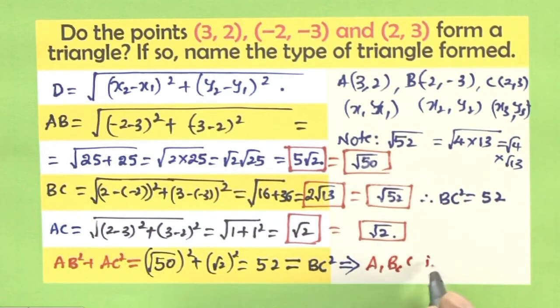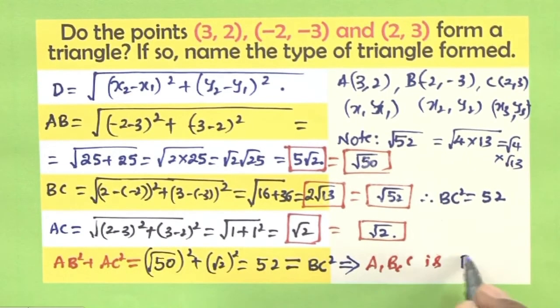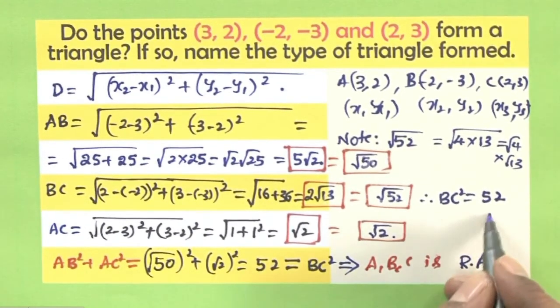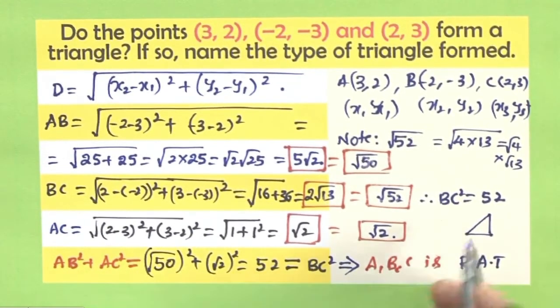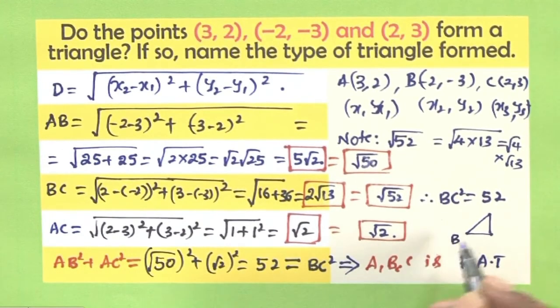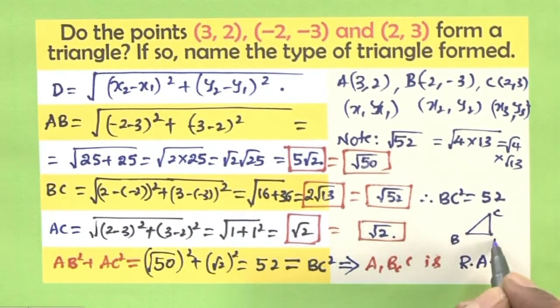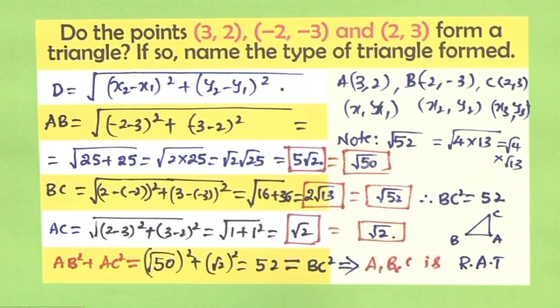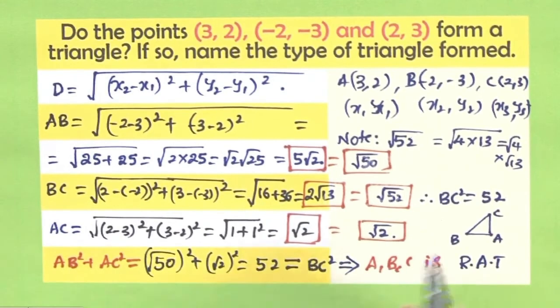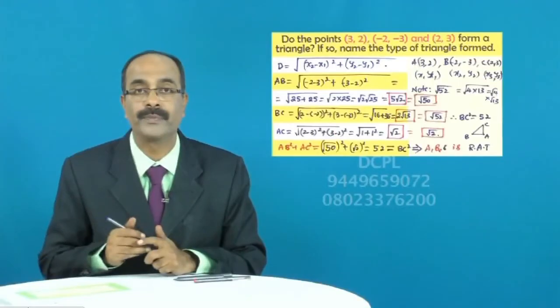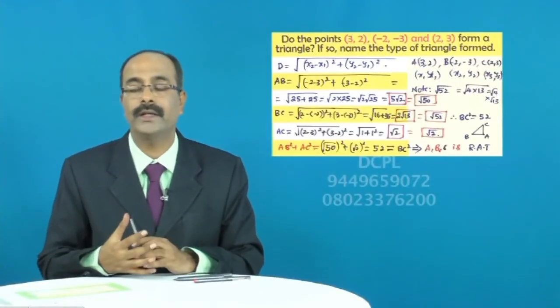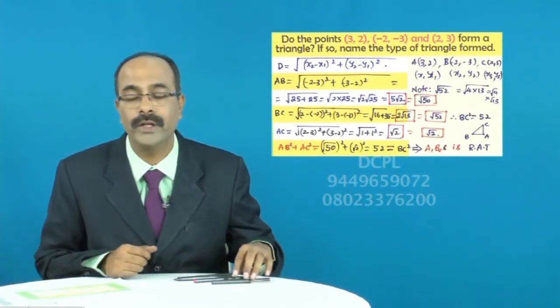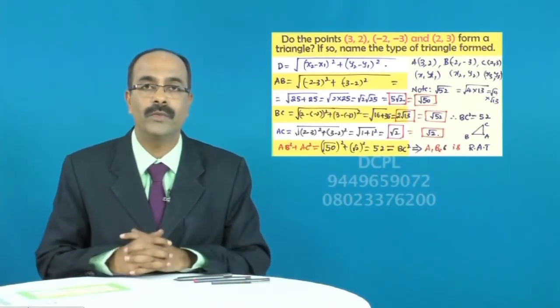ABC is what? Right angled triangle, RAT, right angled triangle. The triangle is like this, right? So this is B, this is C, this is A. AB square plus AC square is equal to BC square. So ABC is a right angle triangle. So in case of a right angle triangle, the sum of squares of any two sides is equal to the square of the third side.